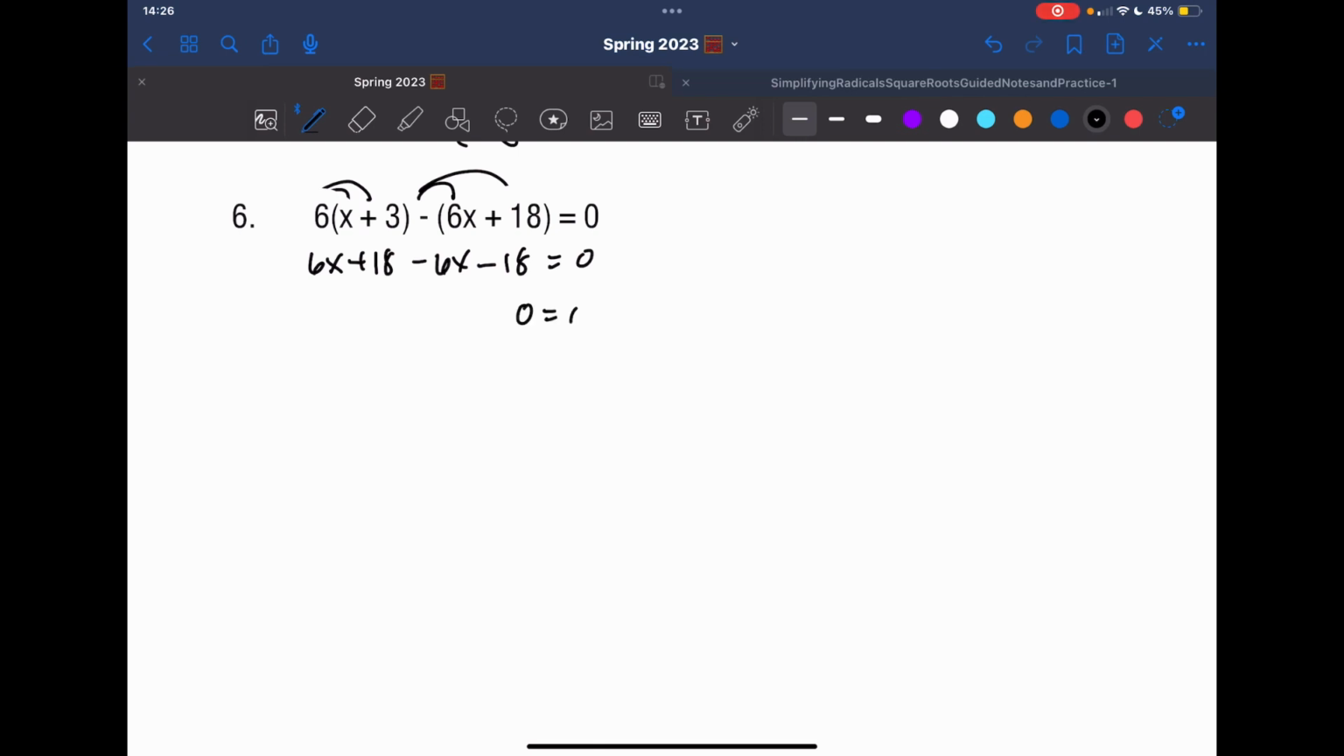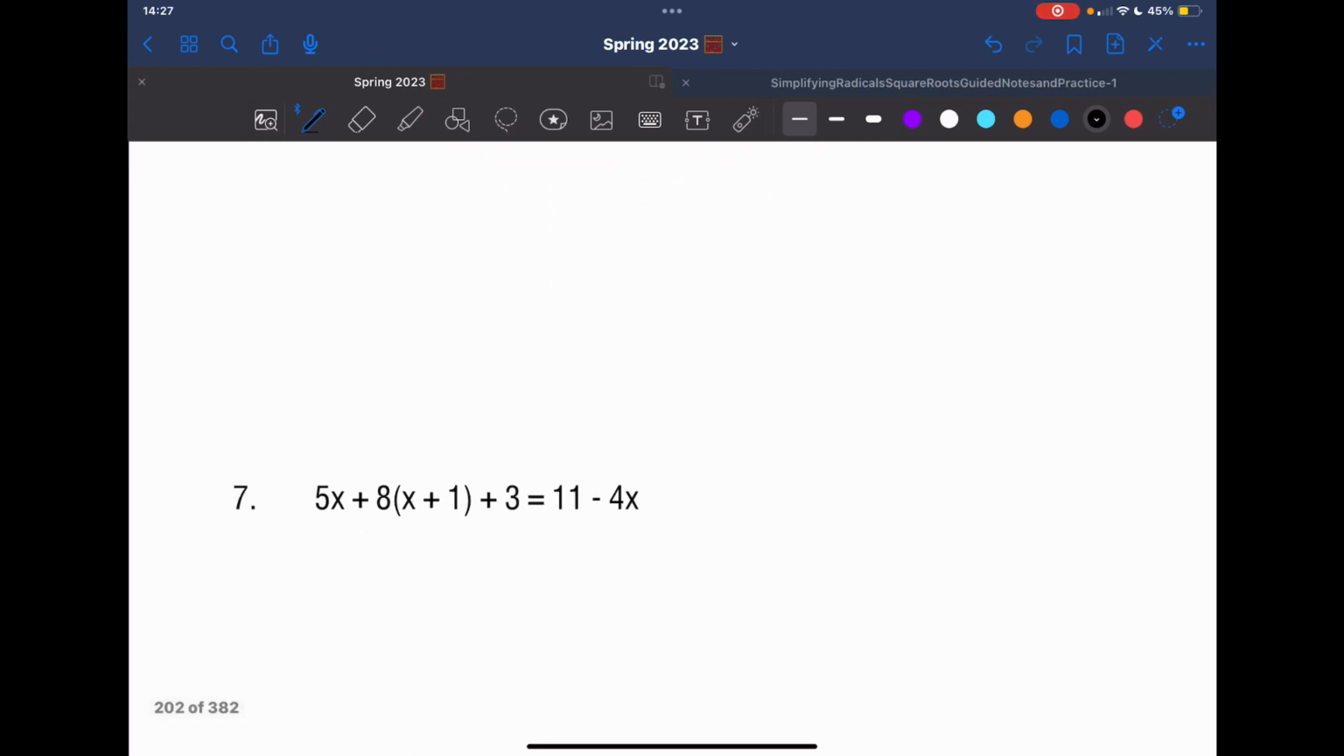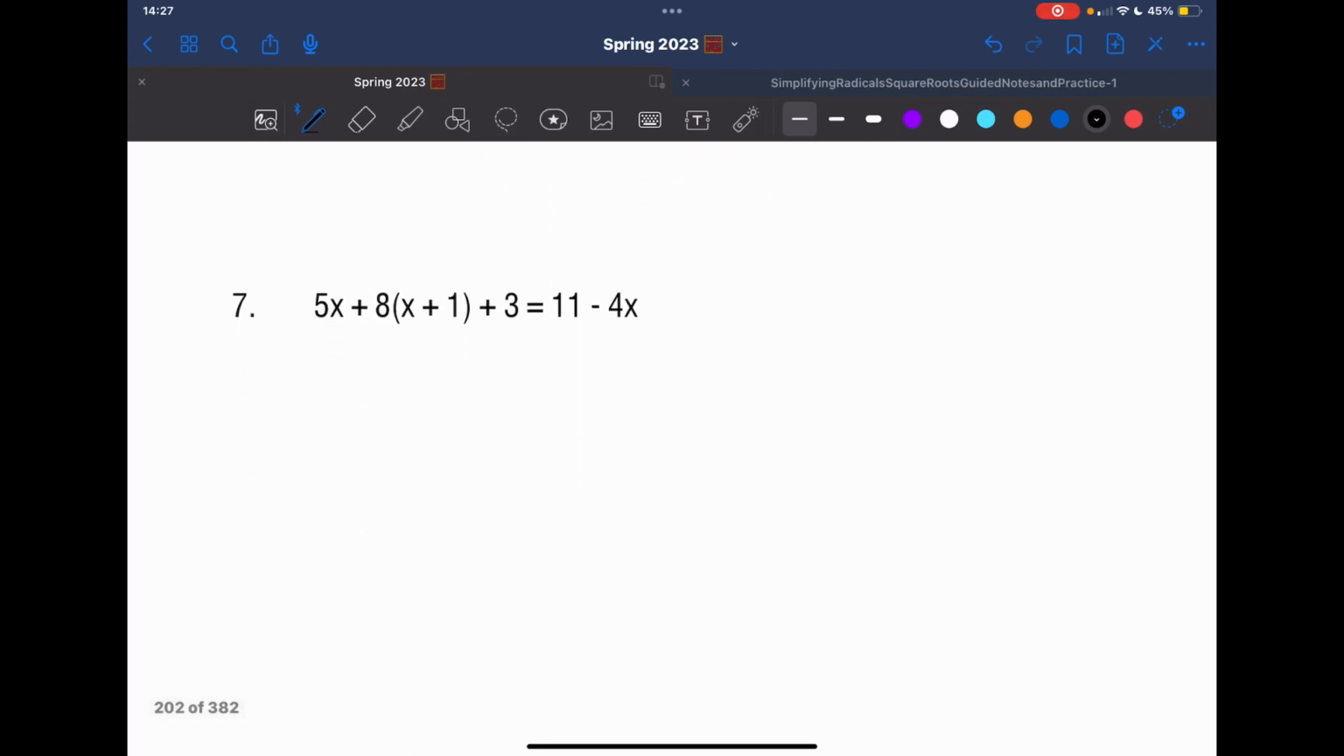So it's going to have 6x plus 18 minus 6x minus 18 equals 0. So this is 0 equals 0. So this is also going to be known as all real numbers. Basically, this is like a dollar sign, but with an R. This is your answer. Any number that we pick to substitute into x will give you the value of 0 equals 0.